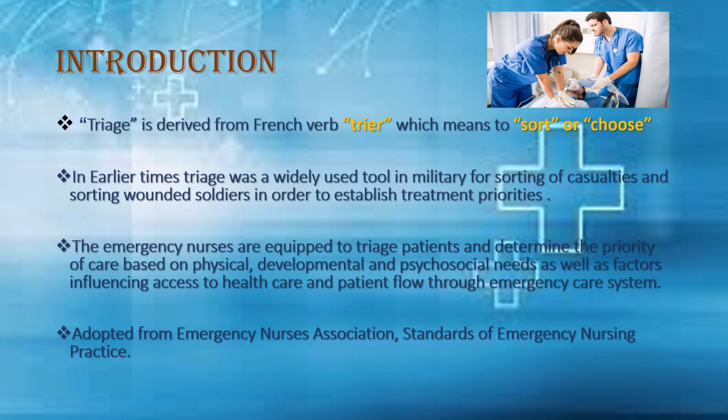The emergency nurses are equipped to triage patients and determine the priority of care based on the physical, developmental, psychosocial needs, as well as the factors which influence the access to healthcare and patient flow of the emergency care system. So, when you have a bulk of patients or casualties, you have to sort them and look for which one to prioritize and which one we can keep for a later stage. This concept is adapted from the Emergency Nurses Association Standards of Emergency Nursing Practice.